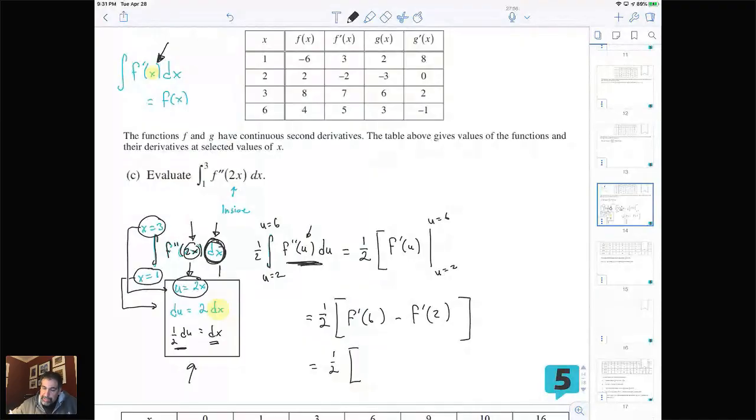F prime of 6 is given in the table as 5. So I'm going to use f prime of 6 with a value of 5. And then I'm going to do f prime of 2. f prime of 2 has a value of -2. So this is going to be 5 minus -2. I'm going to leave my answer just like this. Don't try to simplify it. It's not worth the chance of making a mistake.